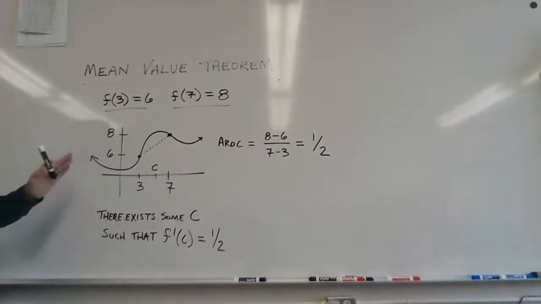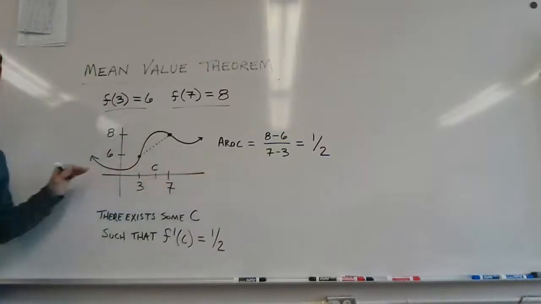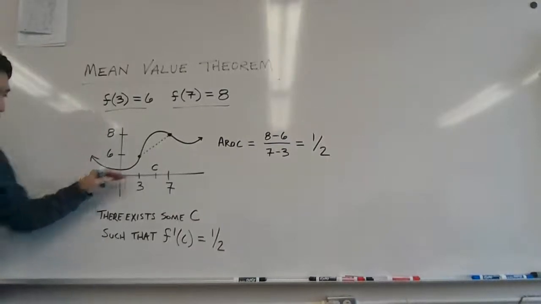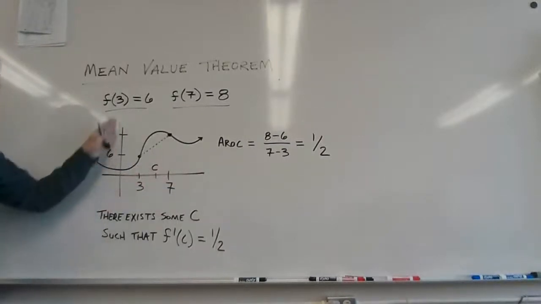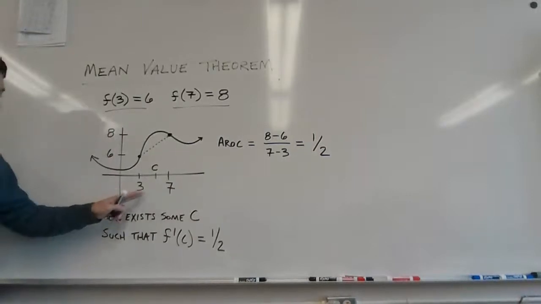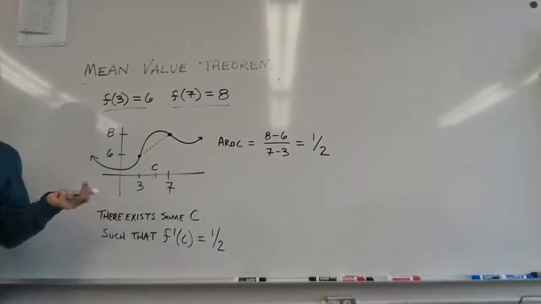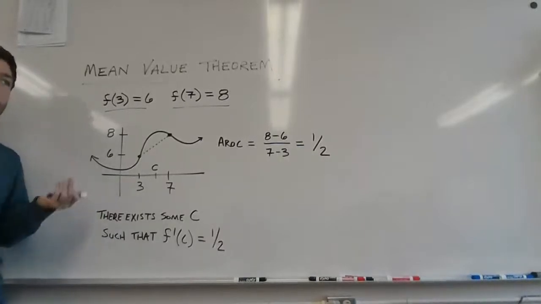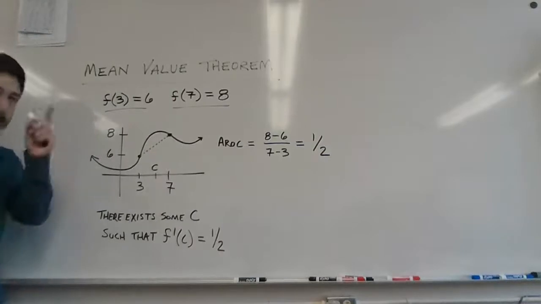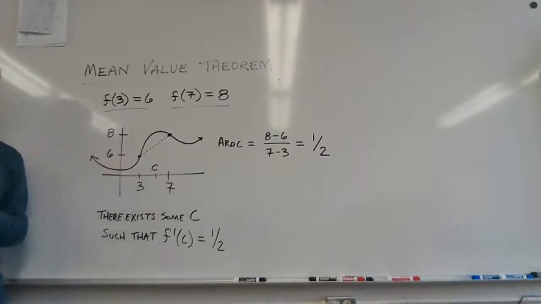I'll give you a simple example. What if this was a time axis? Okay, this is a snail. For a snail, this could be his time in hours, and this could be his position in miles. So what was his average velocity between time 3 and 7? 1/2 miles per hour. Now, does it stand to reason, just logically, that if his average speed was 1/2 of a mile per hour, that at some point in his journey, he was traveling exactly 1/2 a mile per hour?